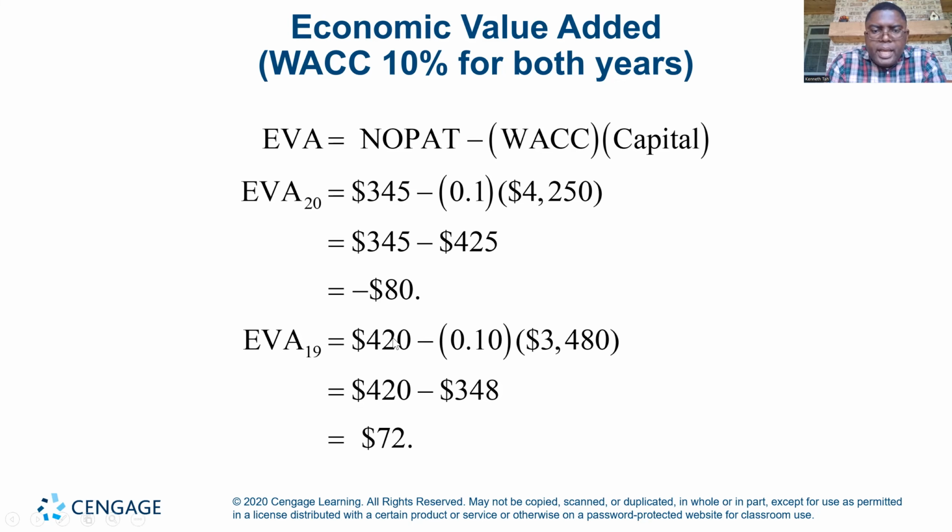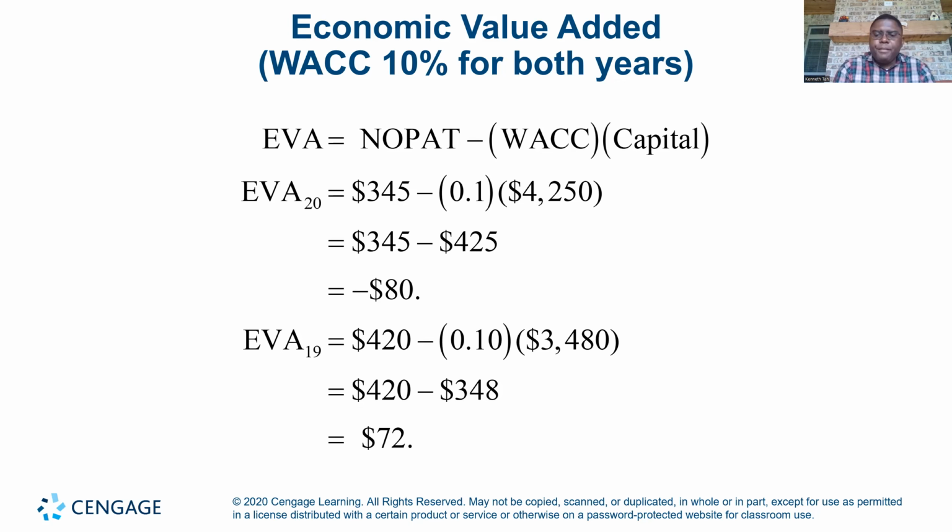So the previous year's operating performance was at 420 million. The current year is at 345 million. So this operating performance is dropping, and as a result of that, the economic value added is negative, which means that the company lost value.